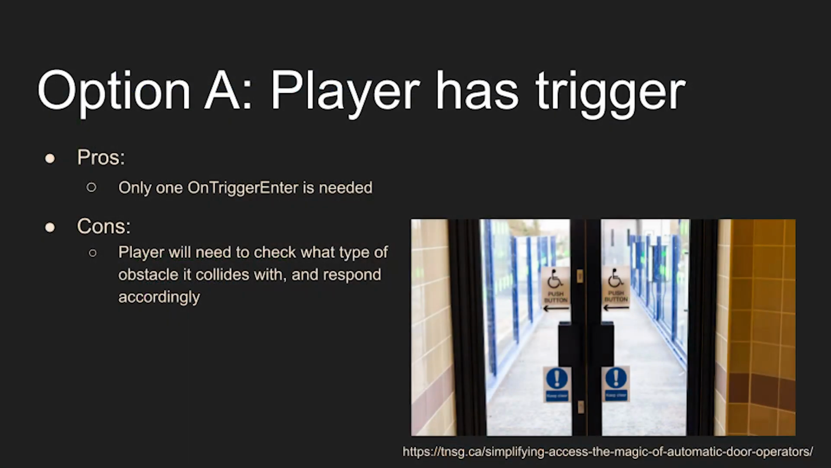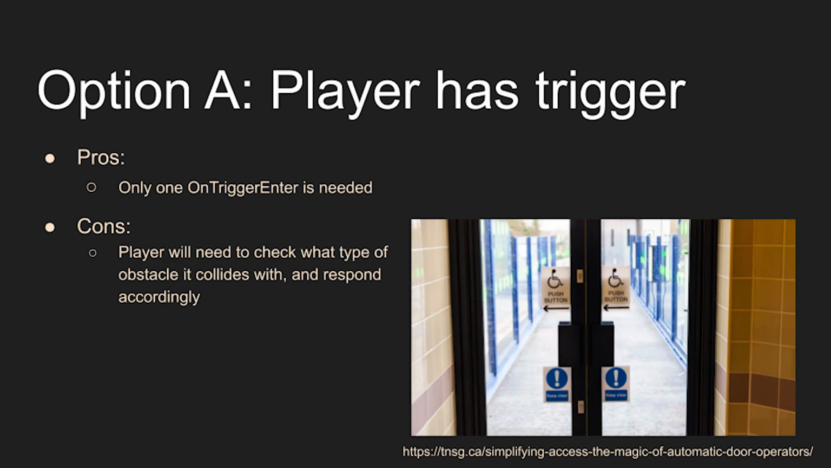So for the player having the trigger, which is our current design, I think one of the benefits of that is that only one on trigger enter is needed. And so that makes it pretty simple to identify where in the code on trigger enter is being run, as opposed to having it on every object that's out there that we're running into.